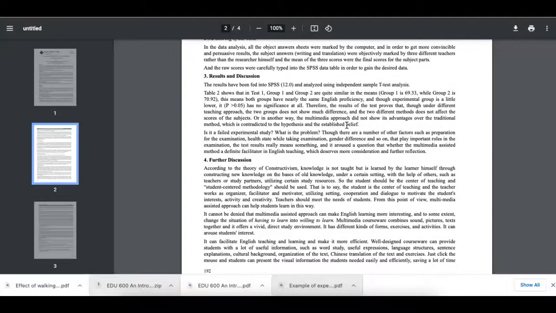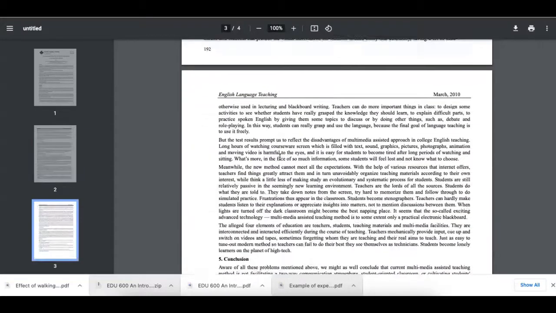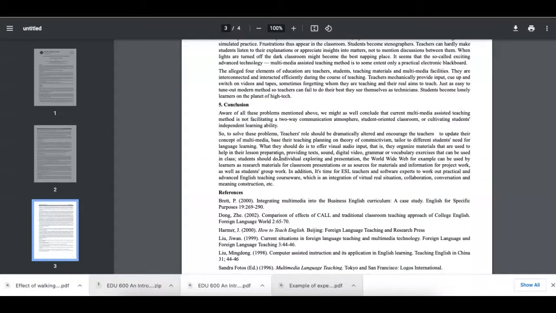So that's that. Like I said, this is a pretty simplistic example of experimental research. Further discussion, what it means, and then the conclusion. So this is, once again, an example of experimental research. Two groups of people, same class, they're going to split them. They use teaching methods, traditional teaching methods on one. They use traditional teaching methods on the second one, plus they add multimedia.